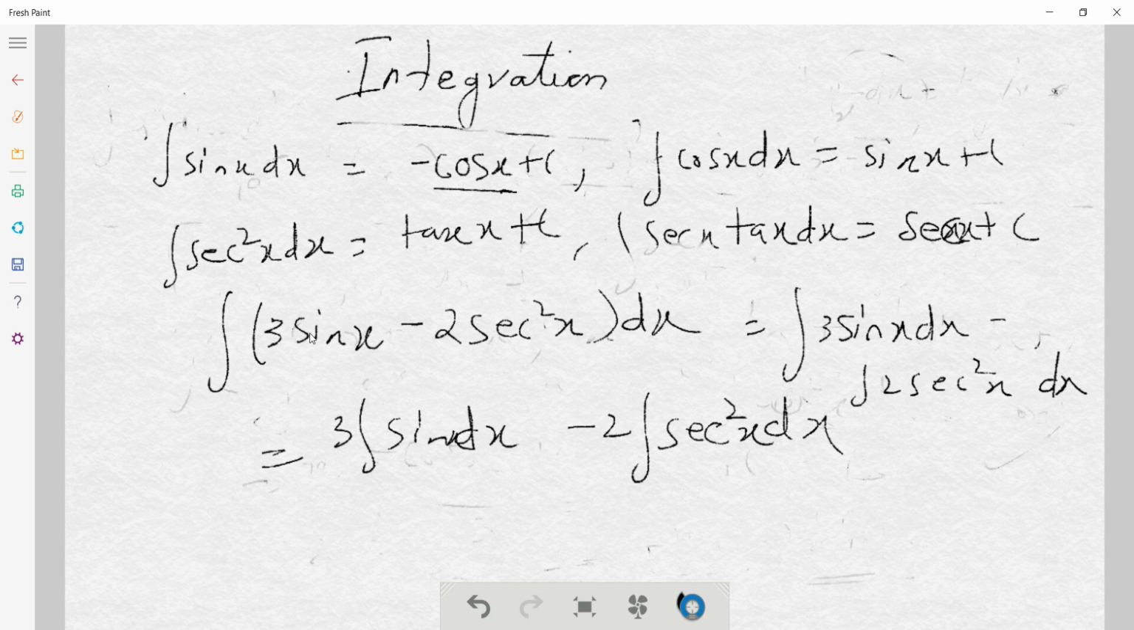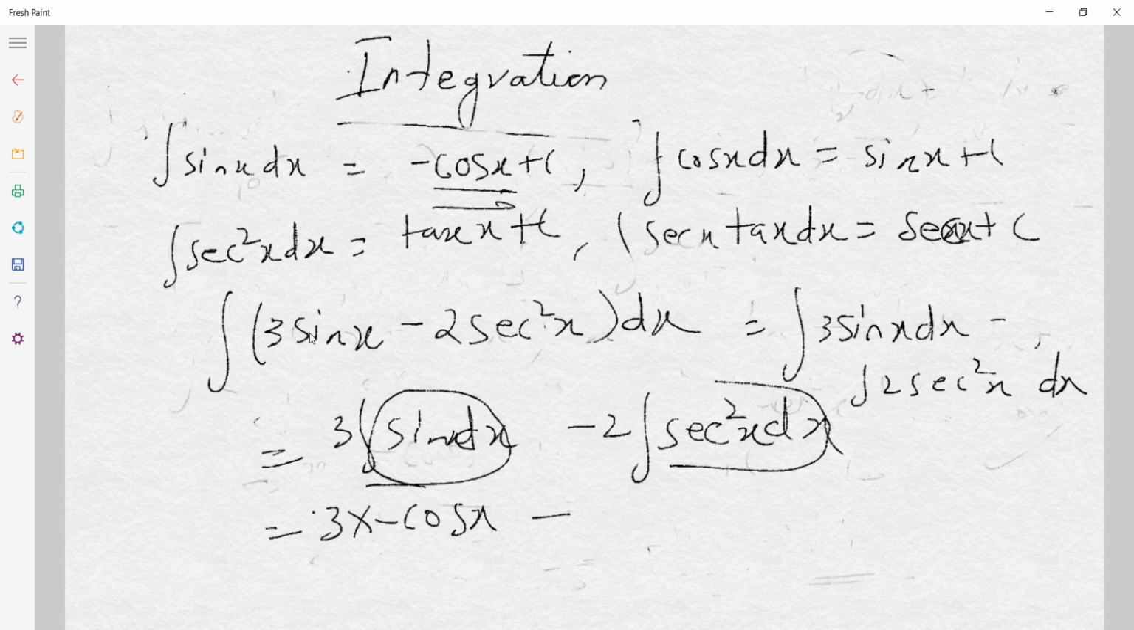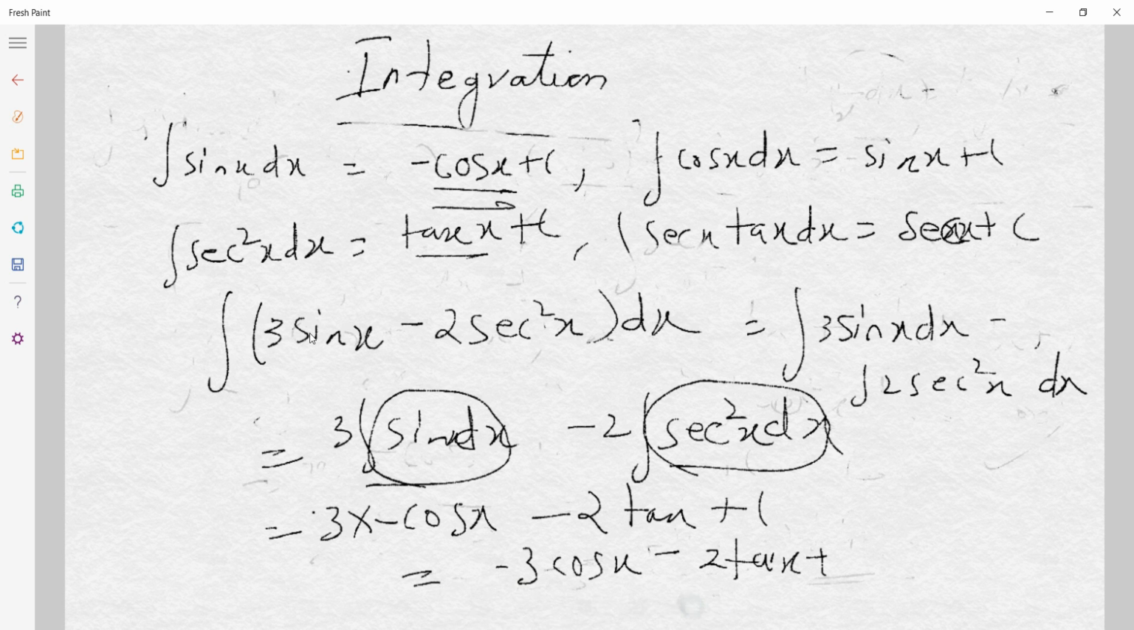Now, it's pretty straightforward. The integration of sine x dx is minus cos x. So 3 times minus cos x, and minus the integration of 2 sec squared x, which becomes 2 tan x, plus c. So this is equal to minus 3 cos x minus 2 tan x, plus c. Sounds easy, right? Nice and easy.